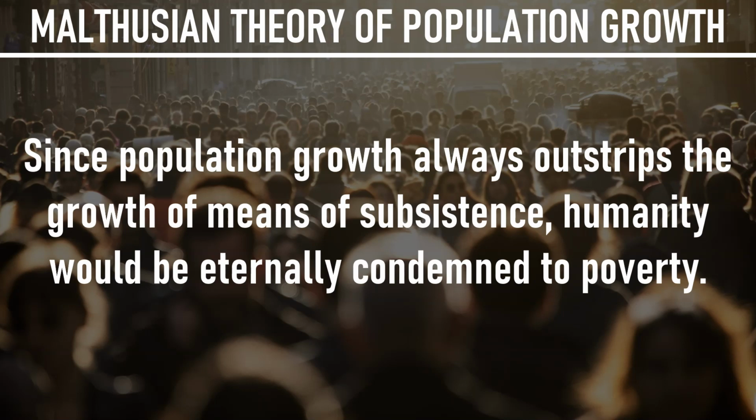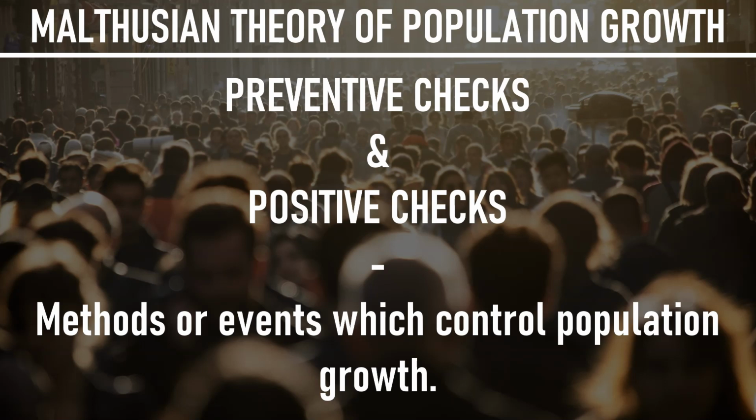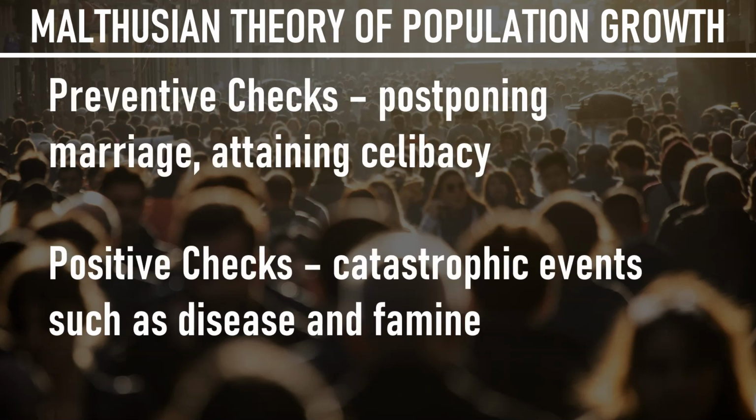So the statement is, since population growth always outstrips the growth of means of subsistence, humanity would be eternally condemned to poverty. However, Malthus also promoted the preventive and positive checks, which were essentially methods or events which would control the population growth from superseding the growth of the means of human subsistence.